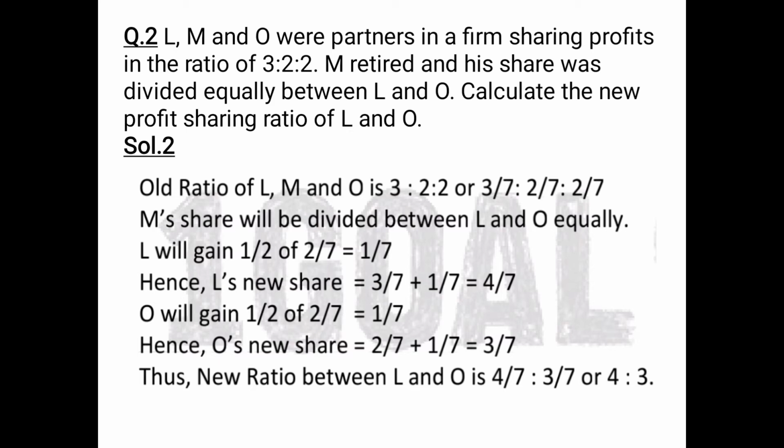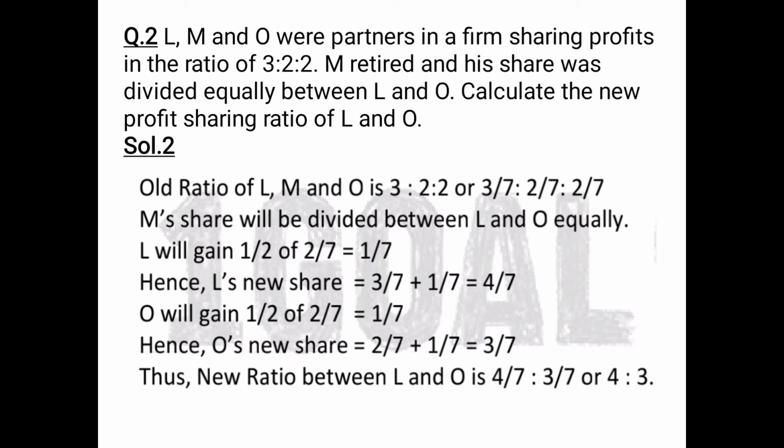As you can see, old ratio of L, M and O is 3:2:2, or we can say 3/7, 2/7 and 2/7. M's share will be divided between L and O equally. Therefore, L will gain half of 2/7, that is 1/7. Hence, L's new share will be old share, that is 3/7, plus the gaining share 1/7, that means 4/7.